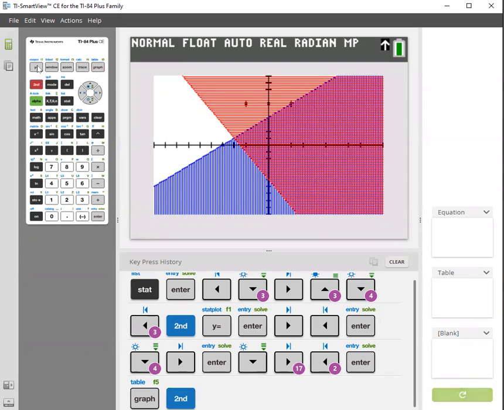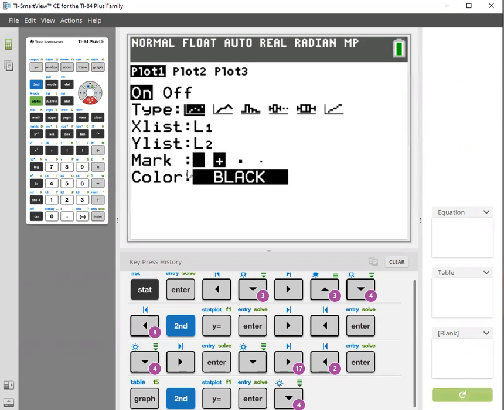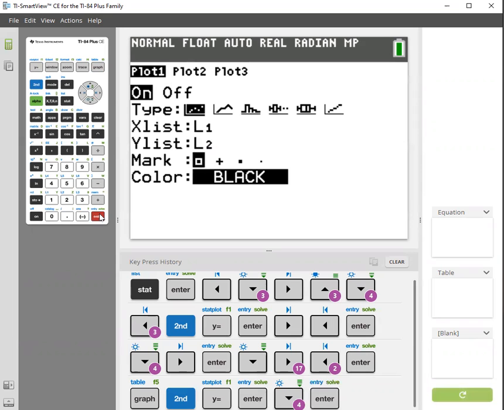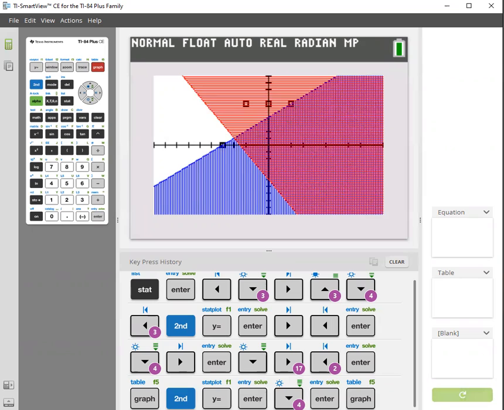So going back to stat plot, once again, hit enter. And again, I just want to make sure that I can see those points. So that's why I'm going to use those little boxes for my mark. Then when you go back to the graph, you can see those little square marks. It looks like 2 of the points are on the borderline, but that one in quadrant 1 is on the fence line that's in the solution set. So that point is the correct point.